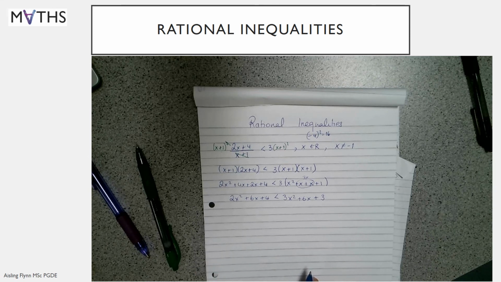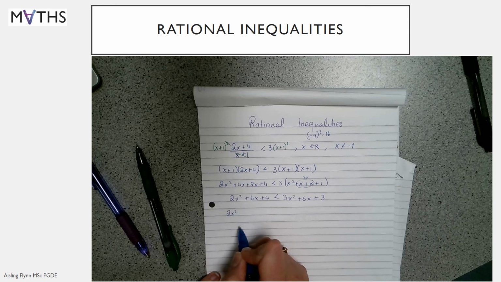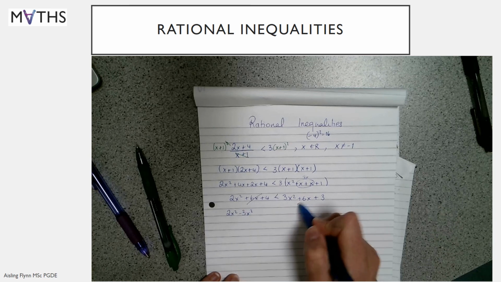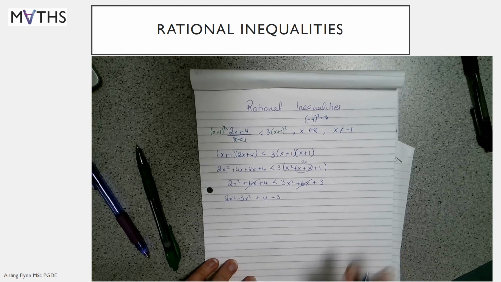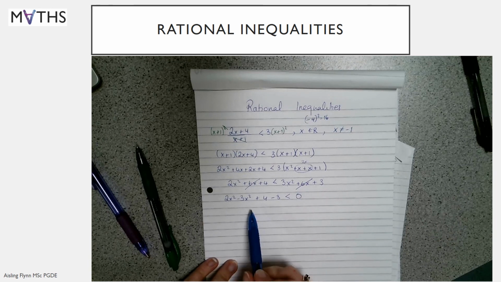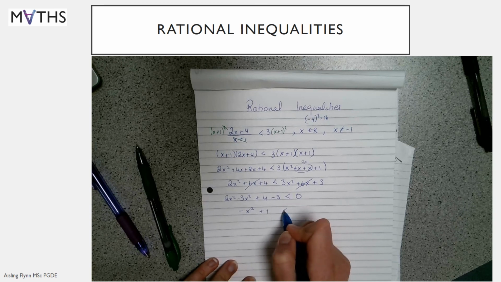Well, it would be to gather together everything on the left-hand side, because we have a quadratic. So I'll have 2x squared minus 3x squared. We have, look, 6x and 6x on both sides, so we can take that from both sides. We'll have plus 4 and minus 3, can you see? And we're left with nothing on the right hand side. So tidying up a bit, we get minus 1x squared plus 1 is less than 0.